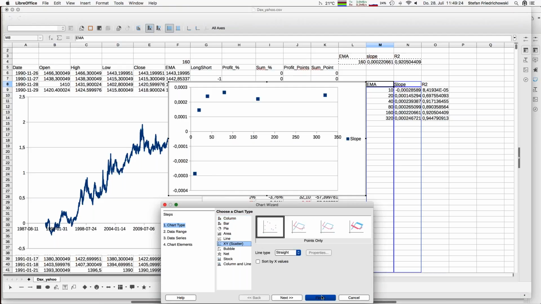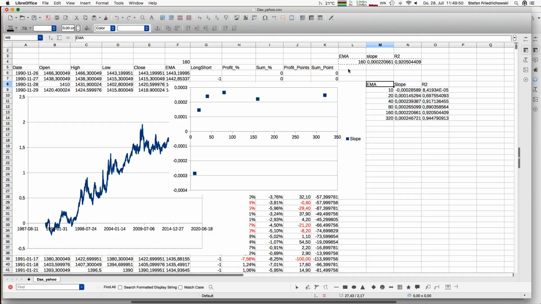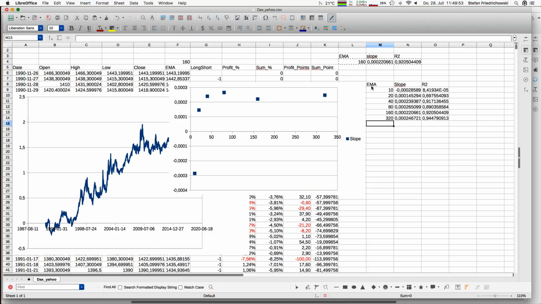And let's only do this kind of plot. And that's all. What we can now do is ask ourselves how to find a good EMA value. And you see already, until now, the maximum is at 80. So we might be interested in values around that 80.